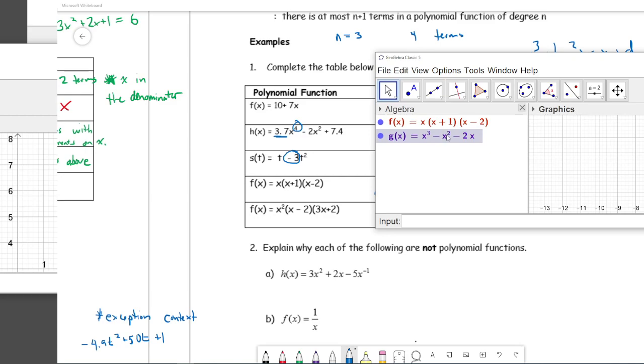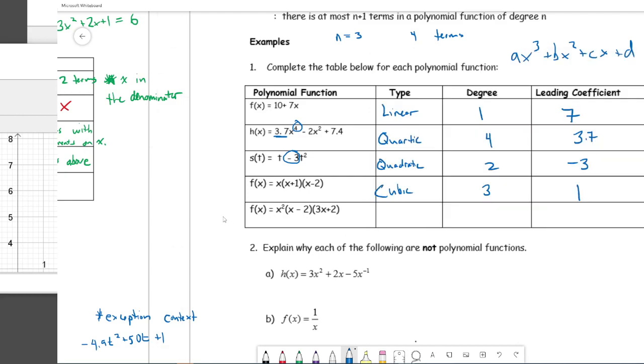Now, it's nice that we can have GeoGebra do this. Remember, GeoGebra is really good at this sort of thing. It has an expand command, and you just type in the expression that you want to see expanded, and it will do that for you. But what about if we don't have that? How would I get it for this one?